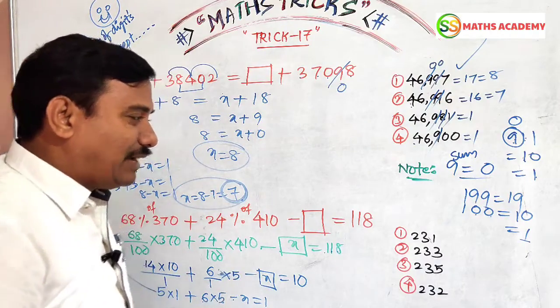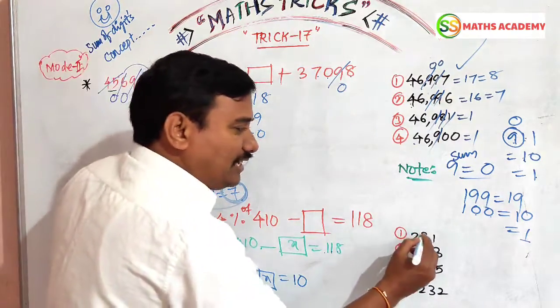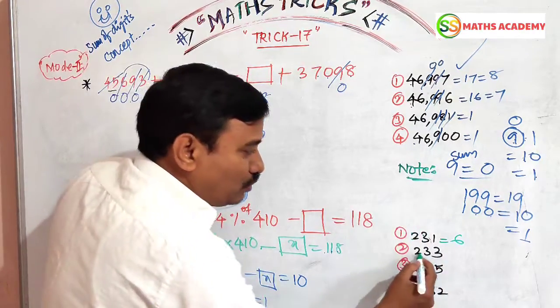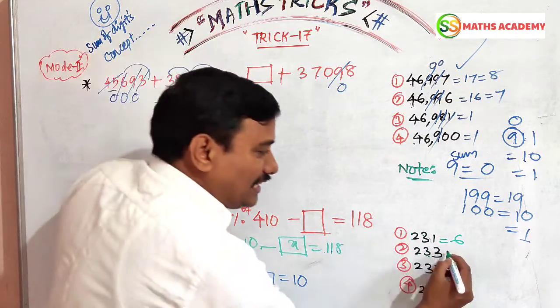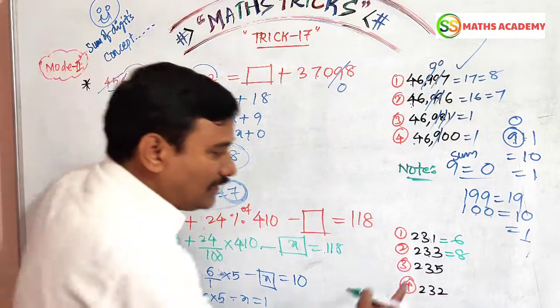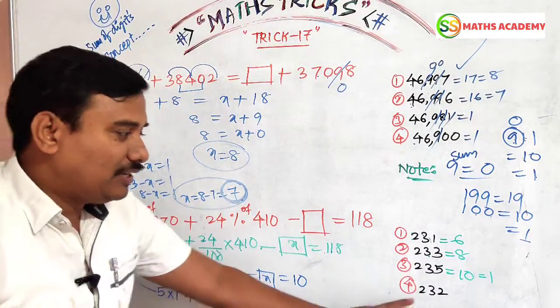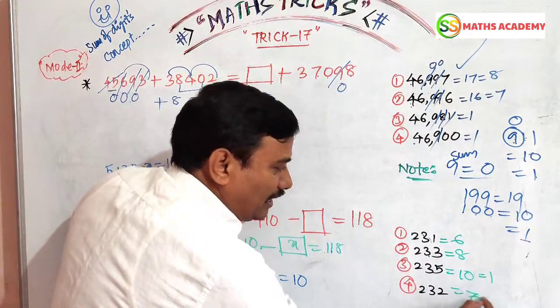Now let us go with checking it, my dear friends, very easy. 2 plus 3 is 5, 5 plus 1 is 6. 2 plus 3 is 5, 5 plus 3 is 8. 2 plus 3 is 5, 5 plus 5 is 10, 10 means 1. 2 plus 3 is 5, 5 plus 2 is 7. Finish.